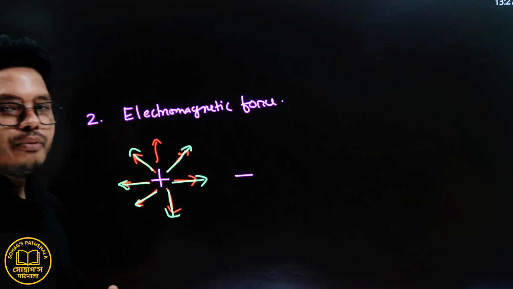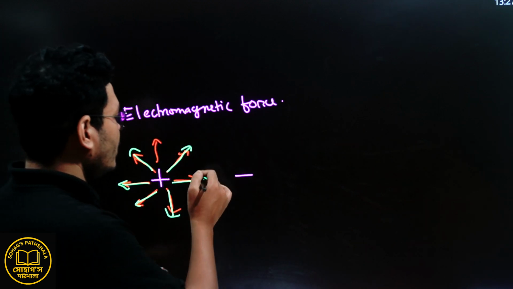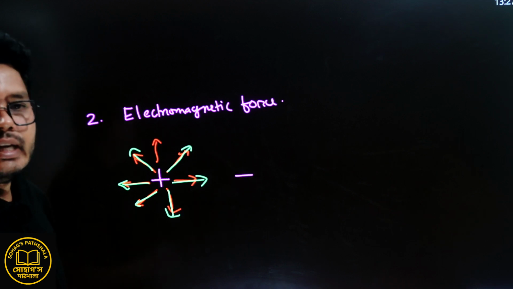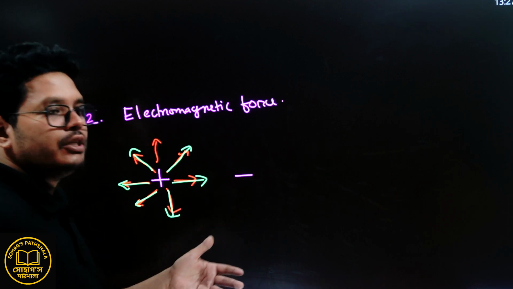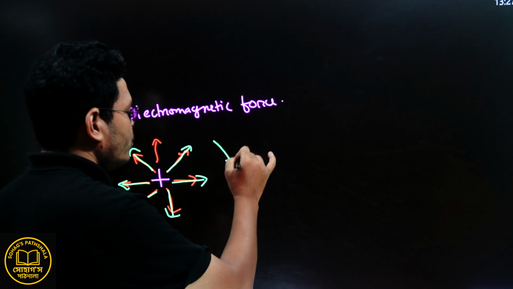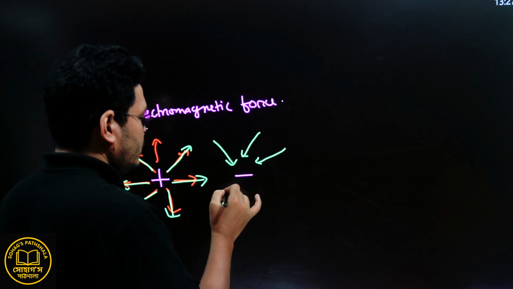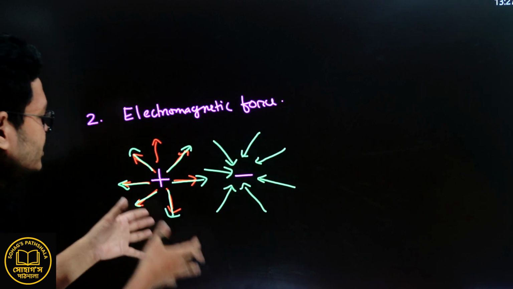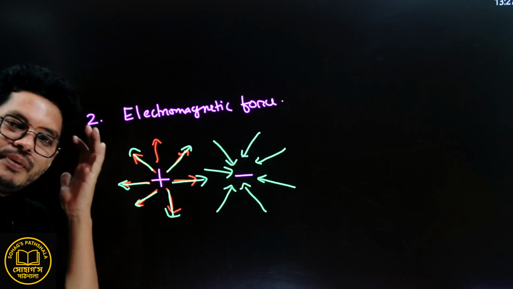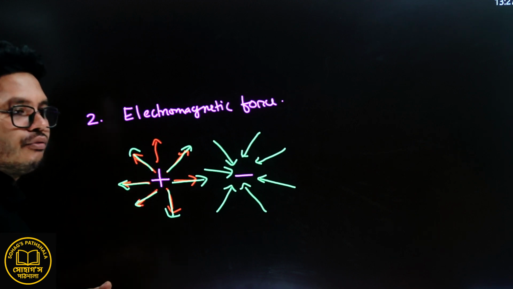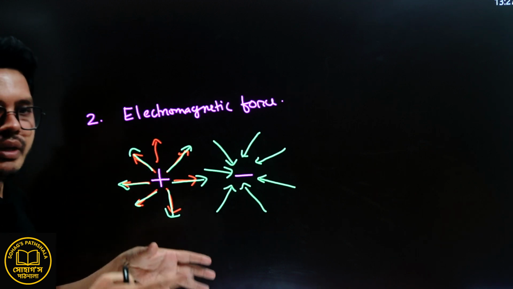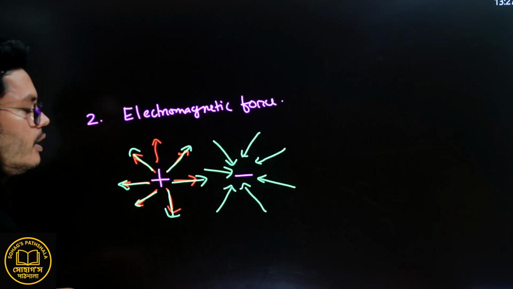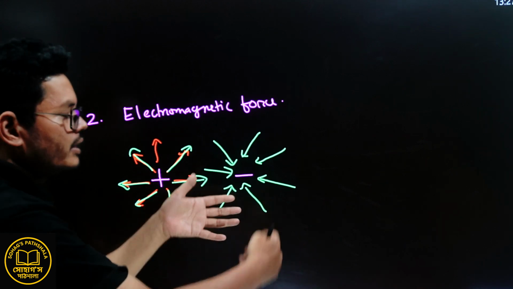That develops an electric field. And around a negative charge, negative means inward. So the line of force will work inward around a negative charge, like this. So it's nothing but a space where the line of force of a positive charge acts outward, and the line of force of a negative charge acts inward.